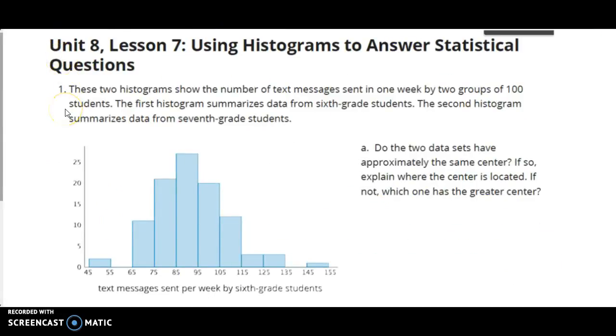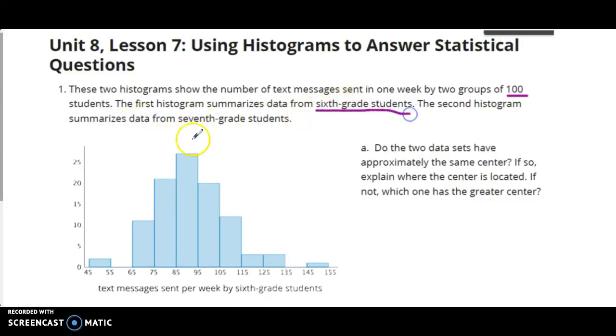We're going to move on to lesson 7. This is looking at data as well, except instead of dot plots, we're going to look at histograms or bar graphs in this lesson. So this is a new type of data distribution that you have not seen. So I'm really going to do the first problem completely with you, and then you'll try number 2 on your own. So it says these 2 histograms show the number of text messages sent in 1 week by 2 groups of 100 students. The first histogram summarizes data from 6th grade students. The second histogram summarizes data from 7th grade students.